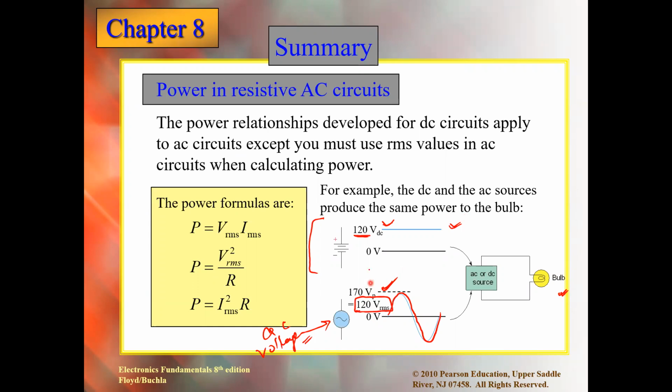So 170 VP, when you get its RMS value, you are getting 120 VRMS, which is equivalent to this one. So either you use a 120 DC source to energize this bulb, or you use a 170 peak AC signal voltage to energize this. They will produce the same power. Okay, this is just for your information.